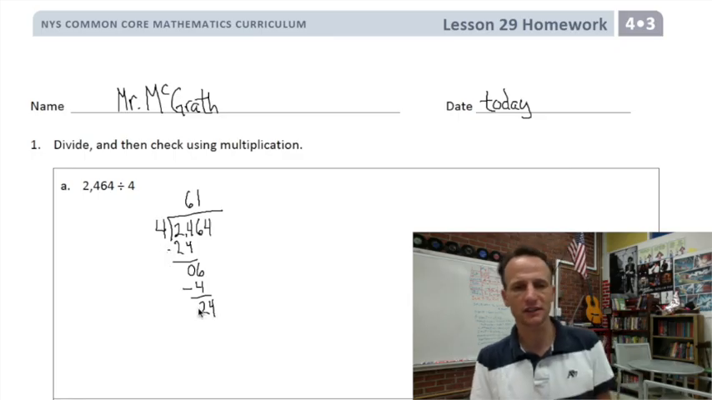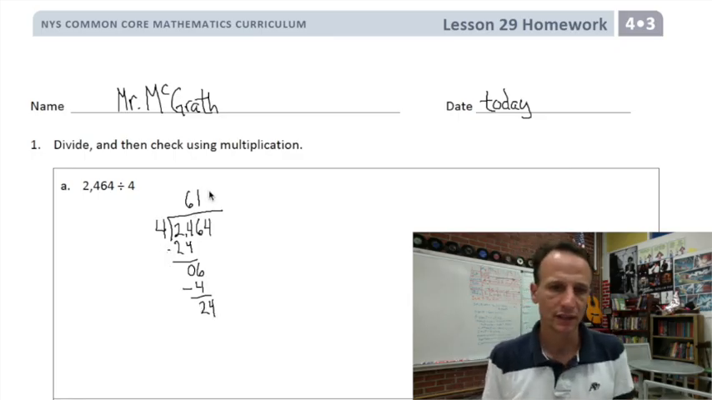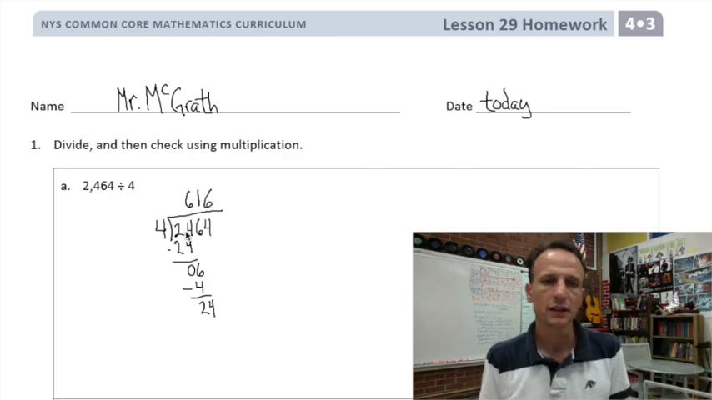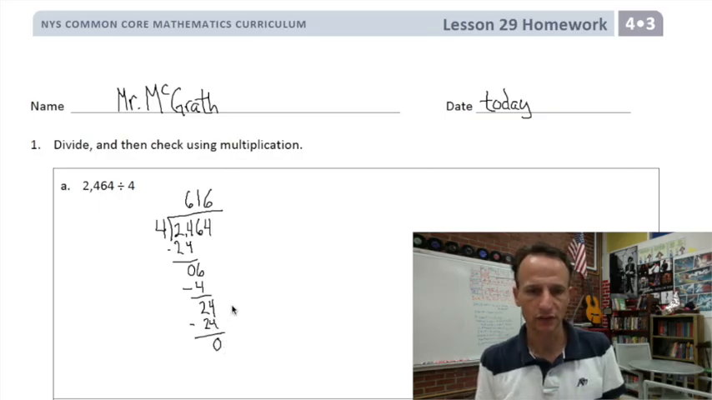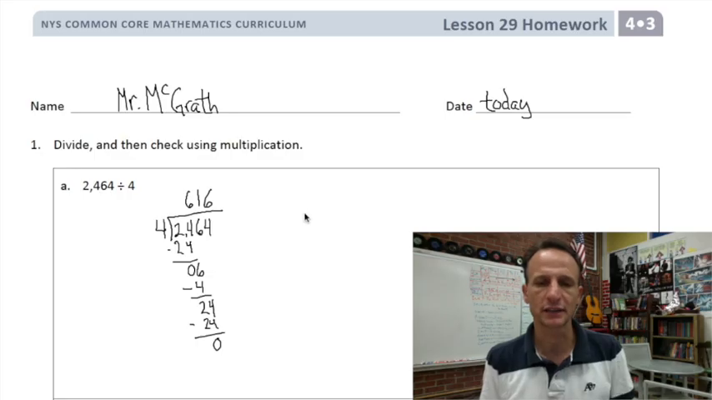And we just did this. How many 4s in 24? Yes, there are still 6, believe it or not, because 6 times 4 is still 24. We subtract and we're left with 0, so no remainder. We don't have to write anything for that.